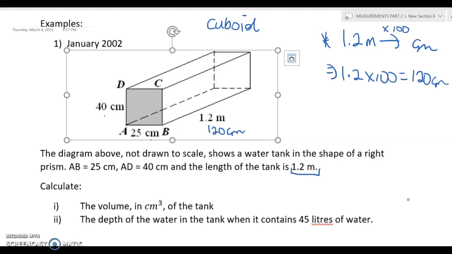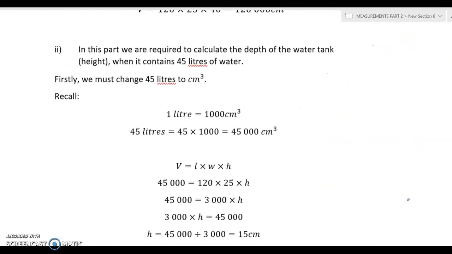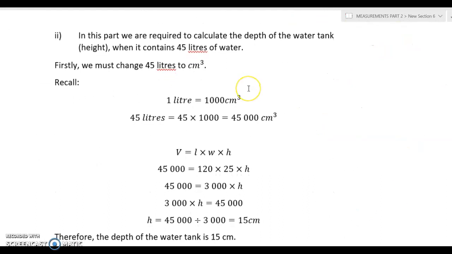Now part 2, it says the depth of the water in the tank. We want to find the depth of the water in the tank when it contains 45 liters. Now let's go through this. In this part, we're required to calculate the depth of the water when it contains 45 liters.